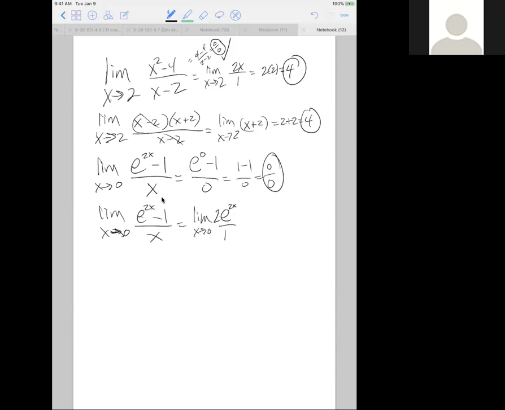So we end up with the limit as x goes to 0 of 2 e to the 2x. And as x goes to 0 there, what do we get? That's equal to 2 times e to the 0, 2 times 1, which is 2.